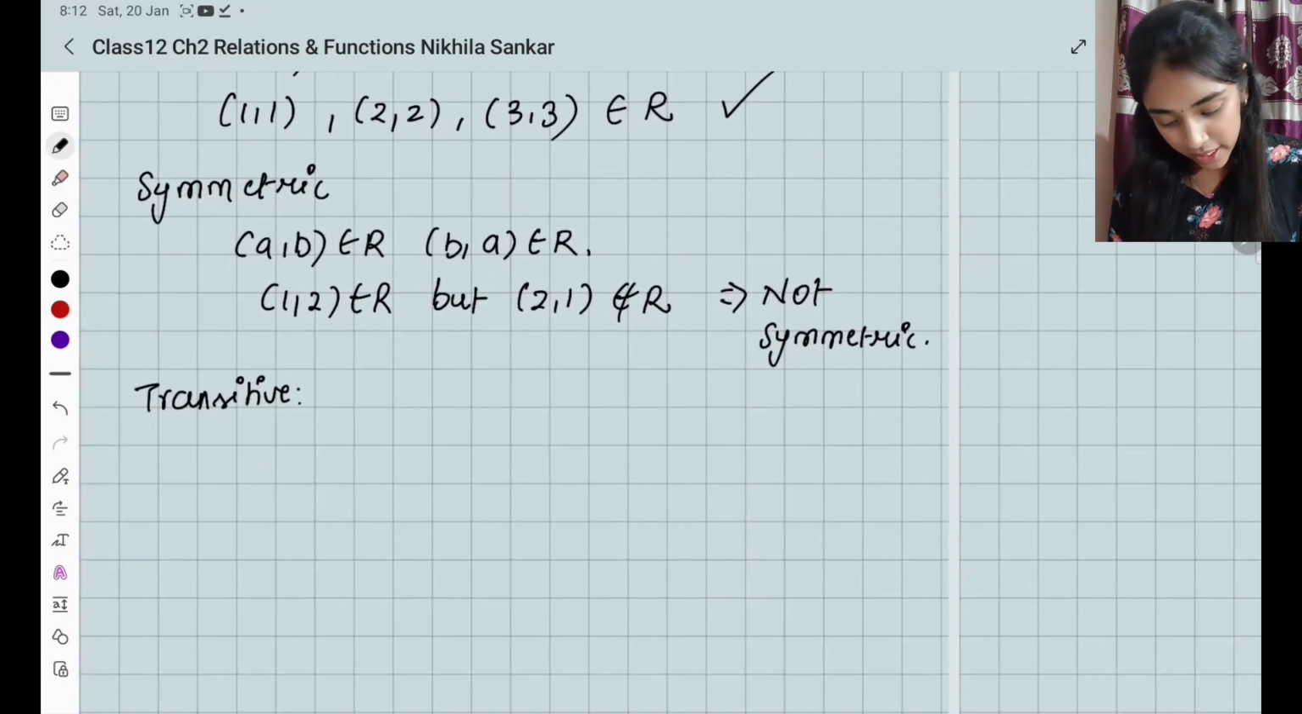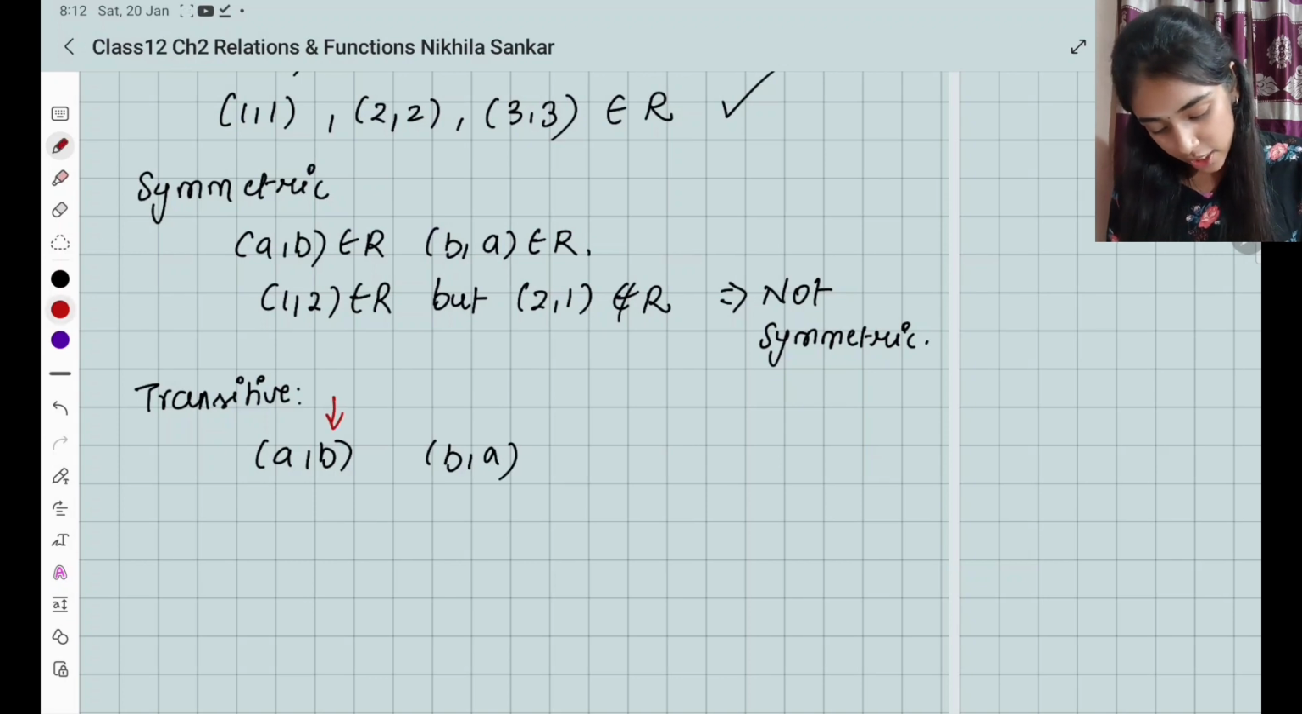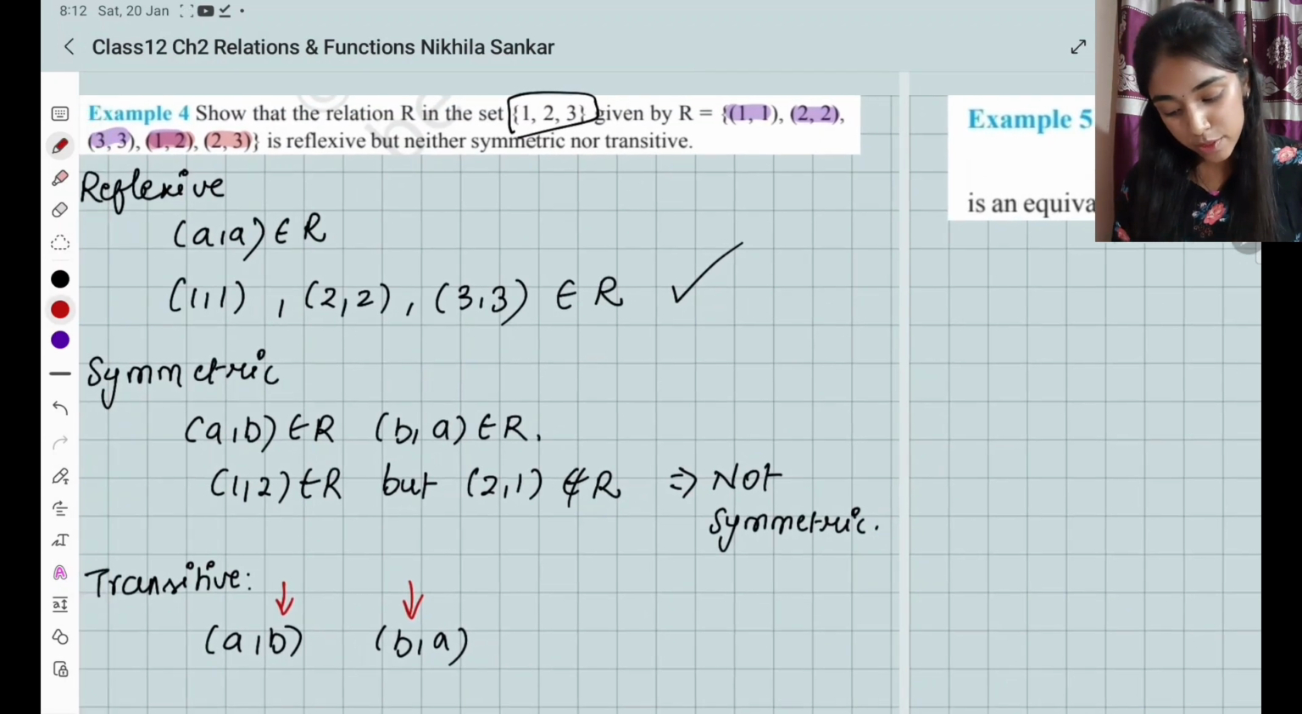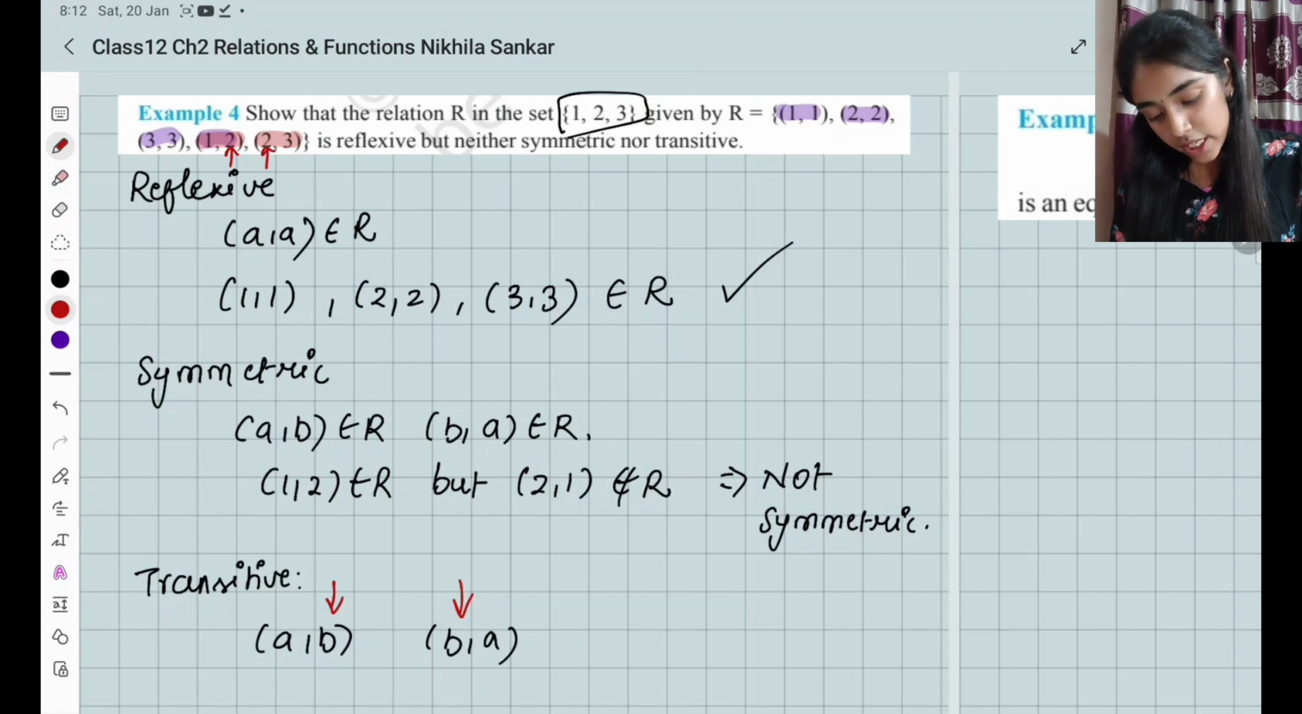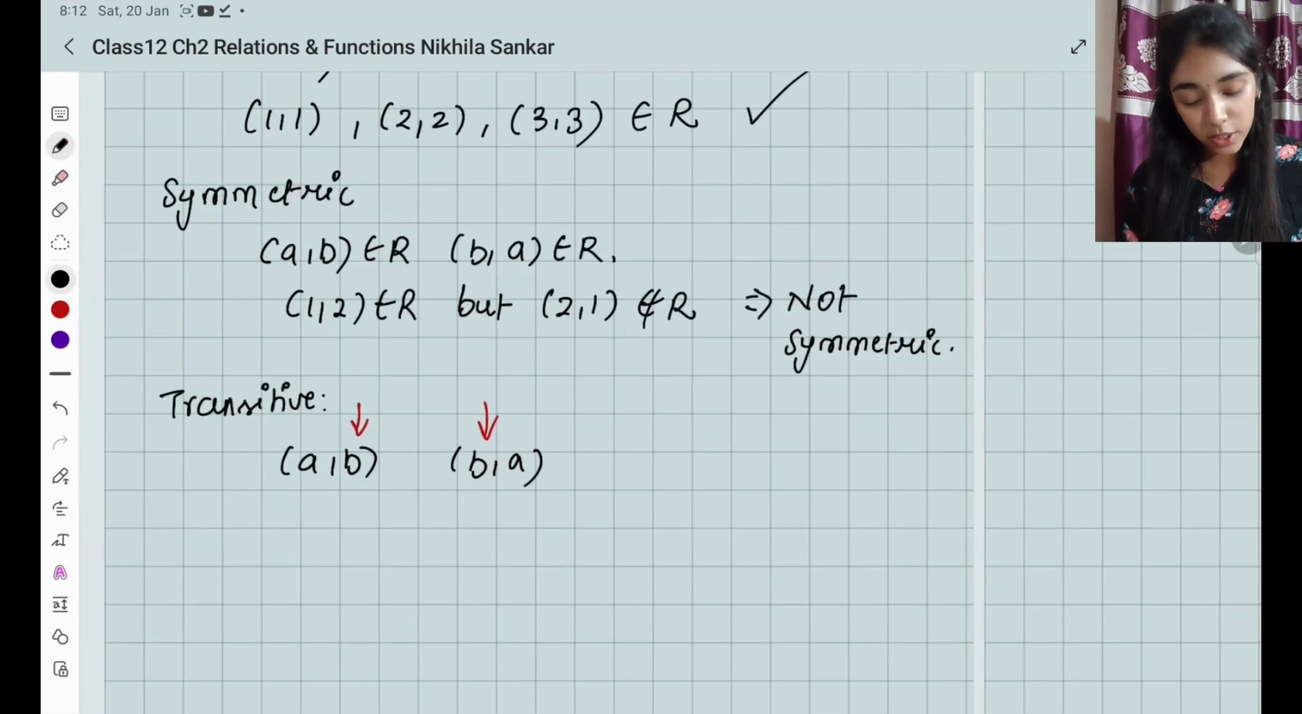எதனால ஒரே மாதிரி பார்க்கறேன்? You need A, B, B, A. What do you see here? இங்கேயும் B இருக்கணும், இங்கேயும் B இருக்கணும். So which example should you take? You have இங்கேயும் 2 இருக்கு, இங்கேயும் 2 இருக்கு. So you are supposed to take 1, 2 and 2, 3.